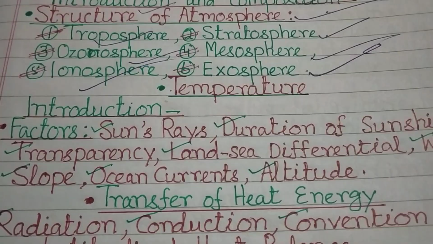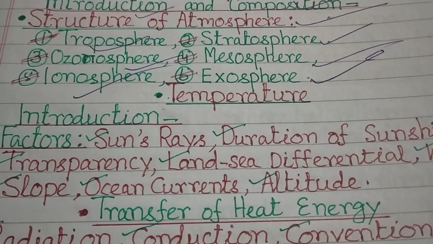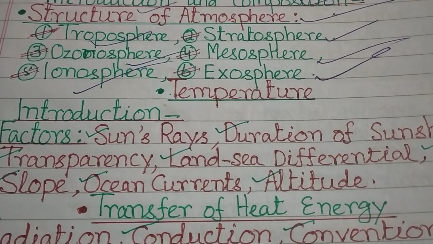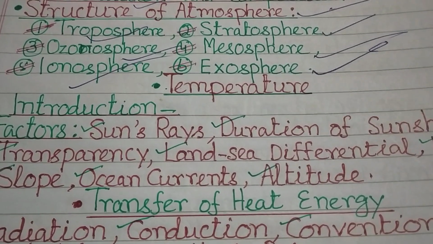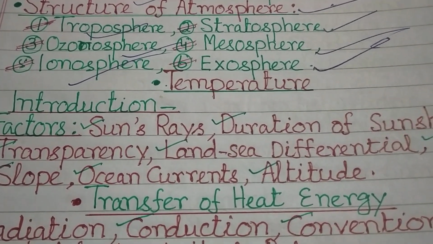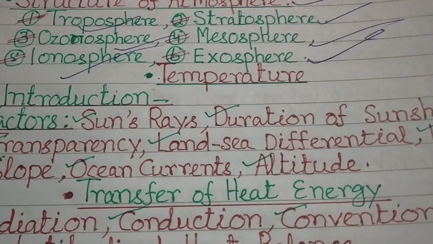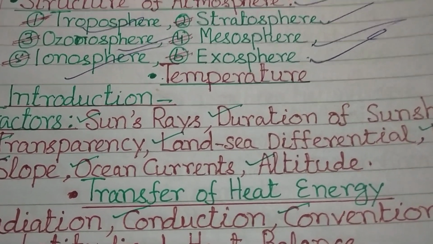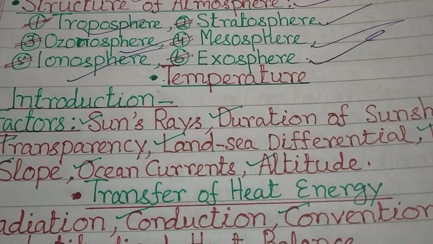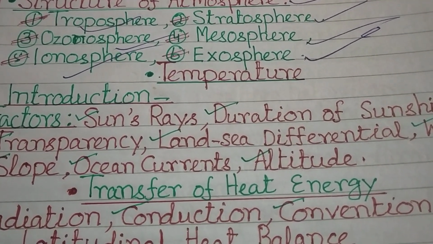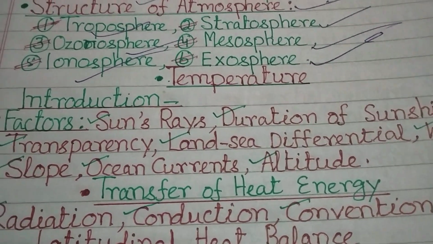And the sixth structure of the atmosphere is the exosphere. This is the uppermost layer of the atmosphere extending beyond the ionosphere above a height of about 400 kilometers. The air is extremely rarefied and the temperature gradually increases through the layer.